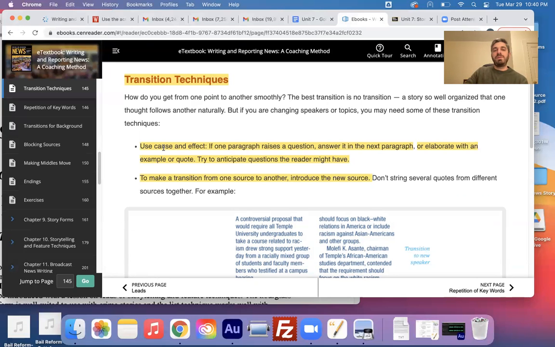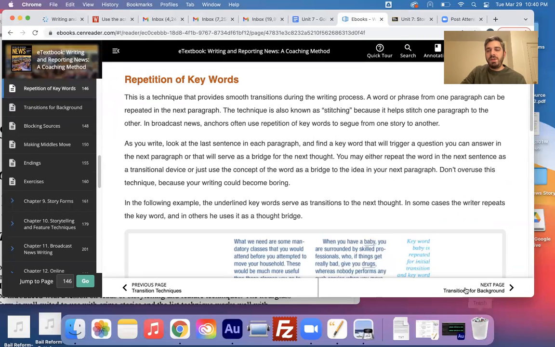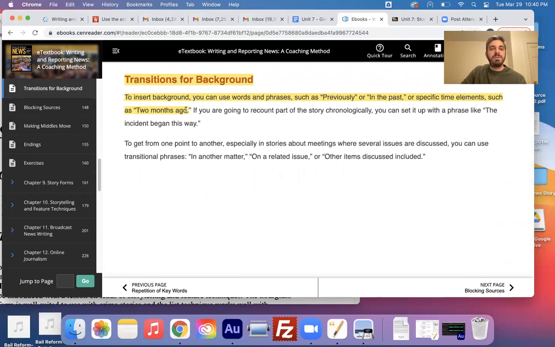To make a transition from one source to another, just introduce a new source. Repetition of key words. Transition for background. To insert background, you can use words and phrases such as previously or in the past, or specific time elements such as 2 months ago, blah, blah, blah happened.